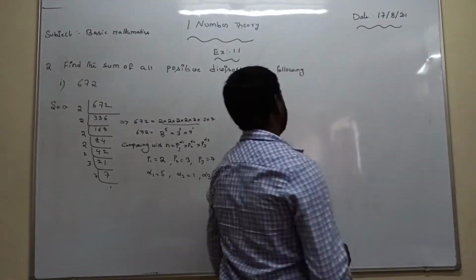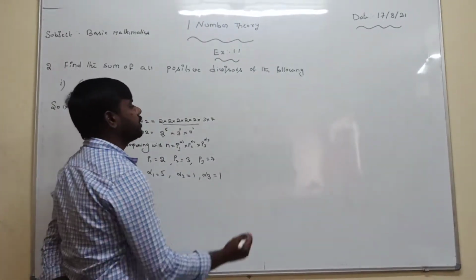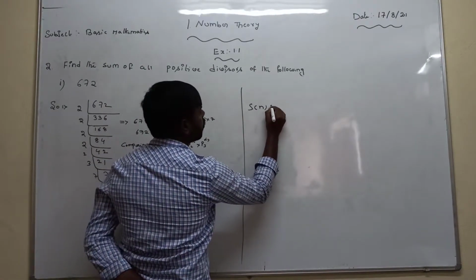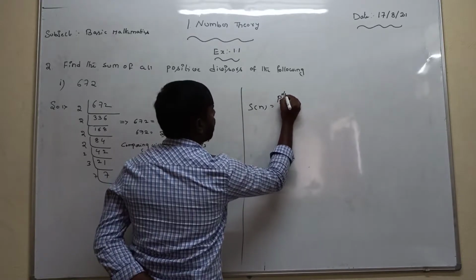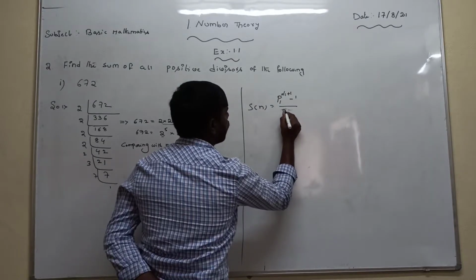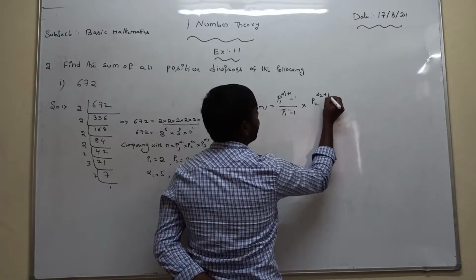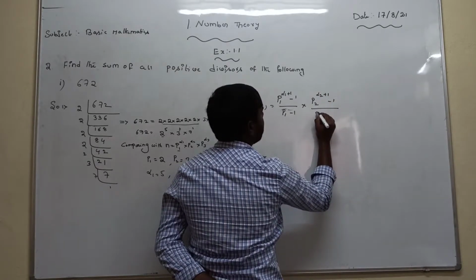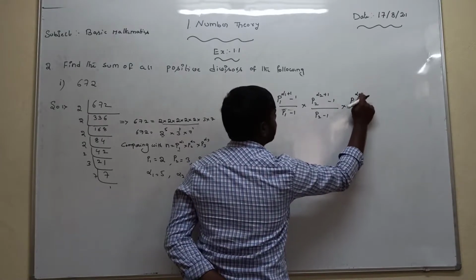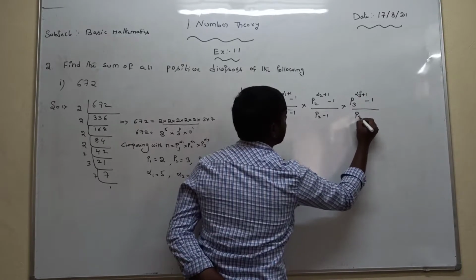So now the sum of all the positive divisors is denoted by S of n is equal to (P1 power of alpha 1 plus 1, minus 1) divided by (P1 minus 1), into (P2 power of alpha 2 plus 1, minus 1) divided by (P2 minus 1), into (P3 power of alpha 3 plus 1, minus 1) divided by (P3 minus 1).